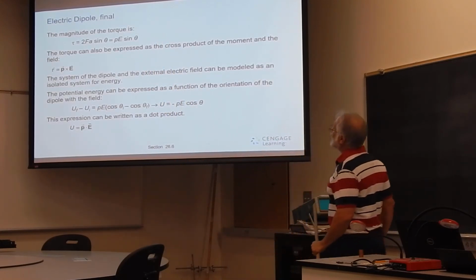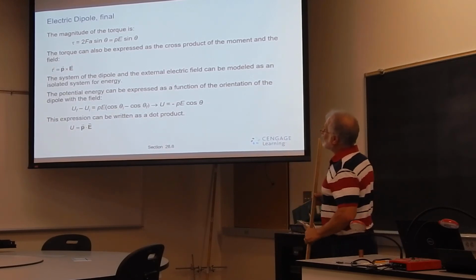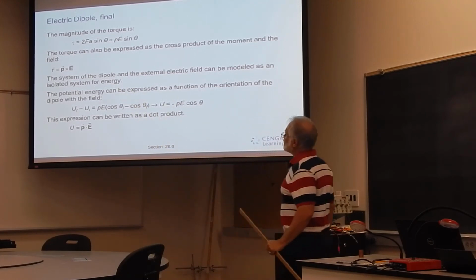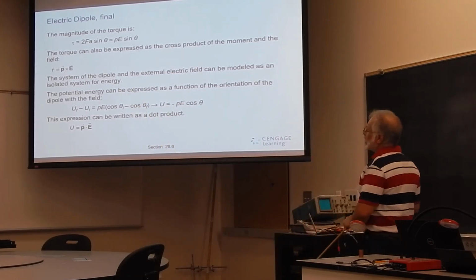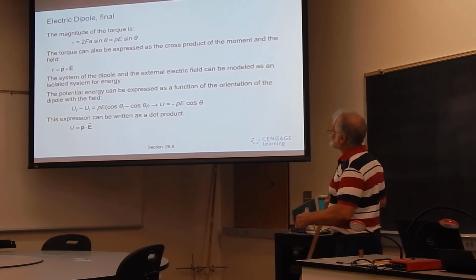the sine theta. We can write that as a vector cross product between the dipole moment vector and the electric field vector. So we can write the torque as P cross E.